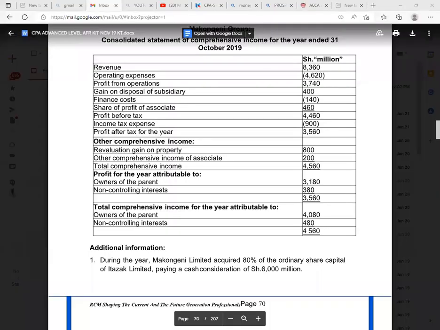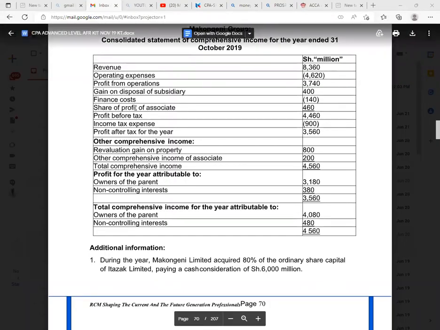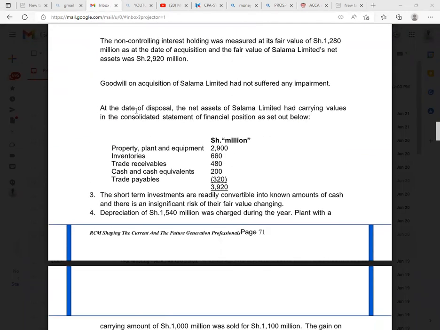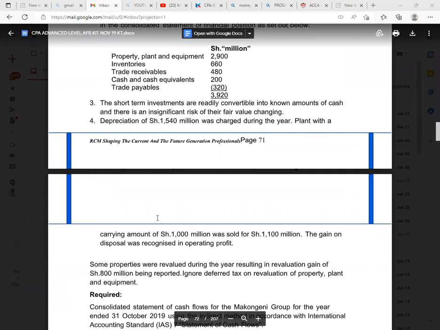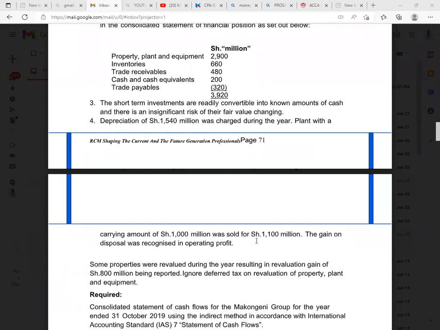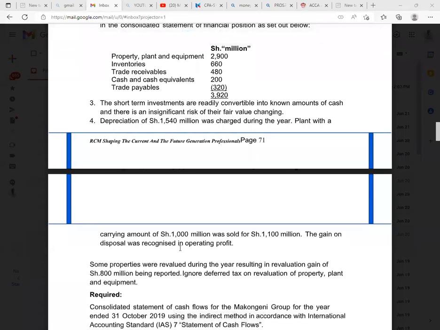Ladies and gentlemen, what else are we told here? Let's look at this very nicely, we are combing it up. Now I'm looking for any gain. Yes, we have plant with a carrying amount of 1,000 that was sold for 1,100. The gain on disposal was recognized in the operating profit.